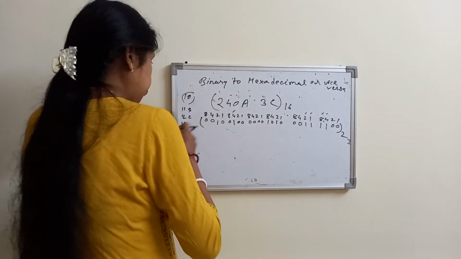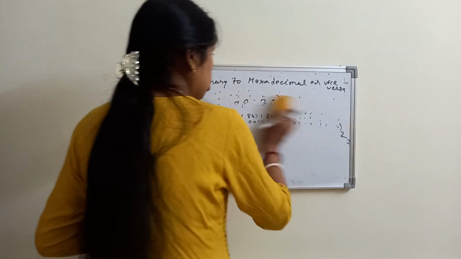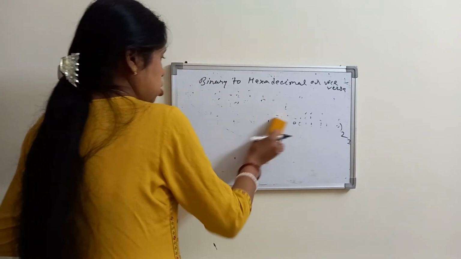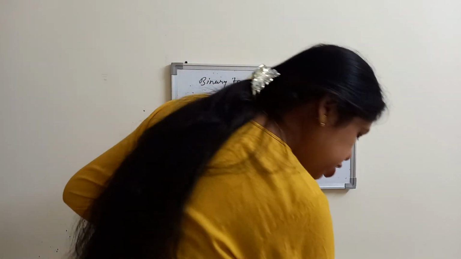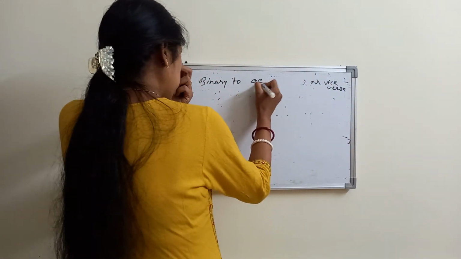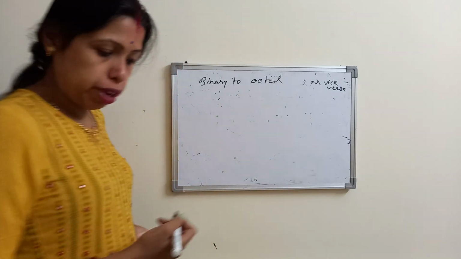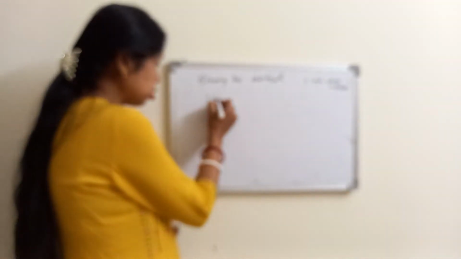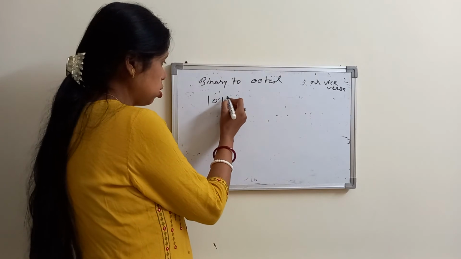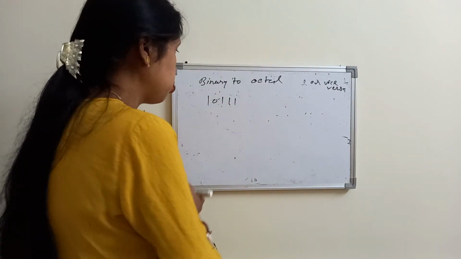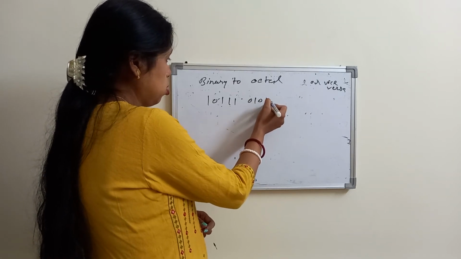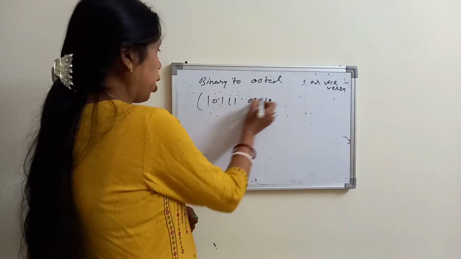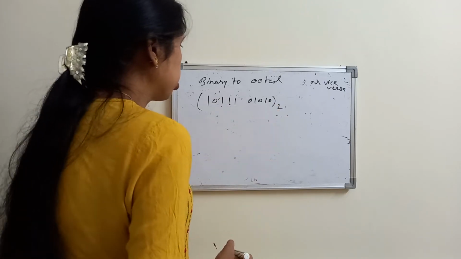Right? Next is the binary to octal, or vice versa. Okay, same procedure, but it will be different. Okay, so 1 0 1 1 1. Right? Suppose again this is a binary number. You have to convert it into octal.